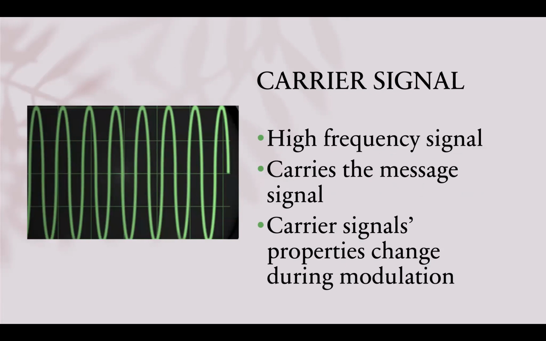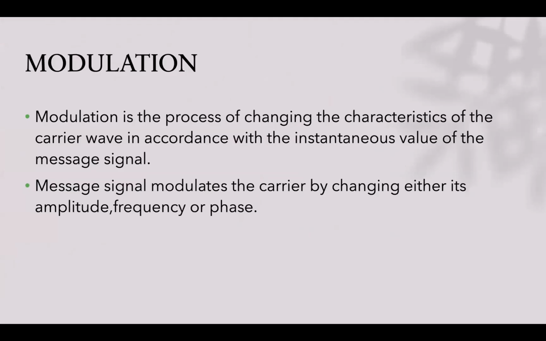But in the process, there is a change that occurs in the carrier signal. That change is called modulation. Generally, modulation is the process of changing some characteristics of the carrier wave in accordance with the instantaneous value of the message signal, which means when the carrier signal is carrying the message signal, some aspect of the carrier signal gets changed. It could be the amplitude, the frequency, or the phase. This process is called modulation.